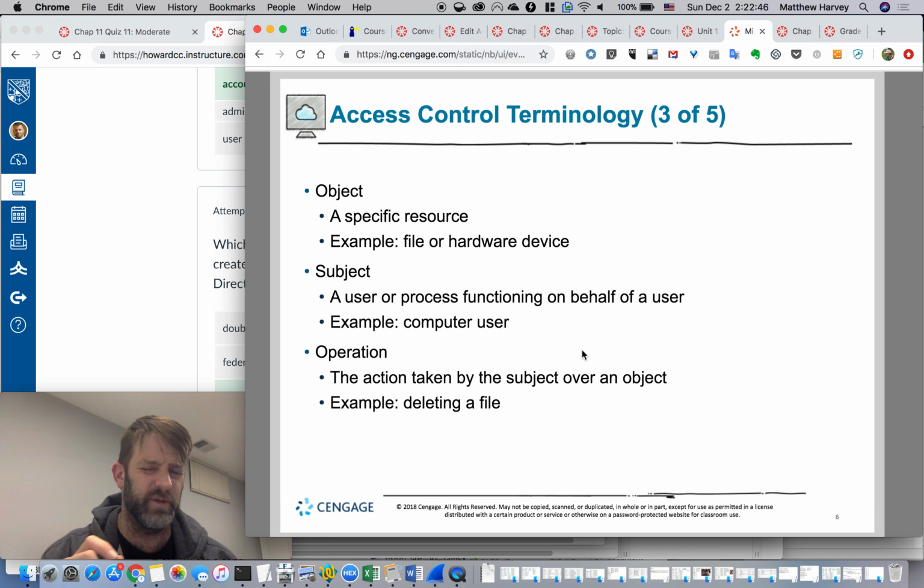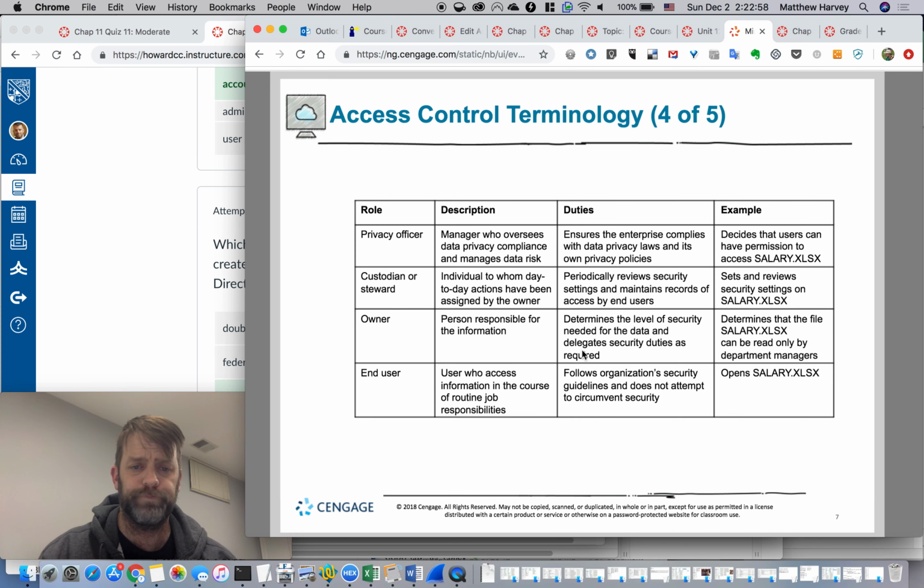So a subject doesn't have to be a person, but normally that's what we're thinking of, a user. And then the operation is the thing they're trying to do. Open a file, read a file, write a file, delete a file, that sort of thing. So these are some examples of special roles of people in the whole process of access control.